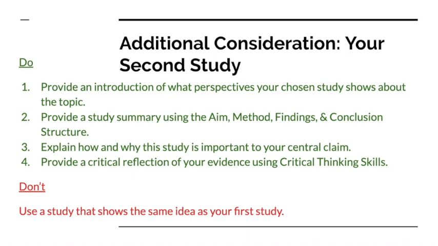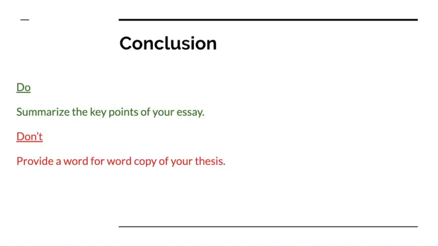And again, explain how and why the study is important to your central claim and provide more critical thinking of your evidence using those critical thinking skills. Don't just use the same study that shows the exact same ideas as your first study. You're trying to tell the full picture of your topic. Bring in multiple studies that tell about different perspectives and add to what you are trying to argue and be able to explain why it adds to those pieces. But again, remember, you must have critical thinking for that element as well. You then can really do 2 things.